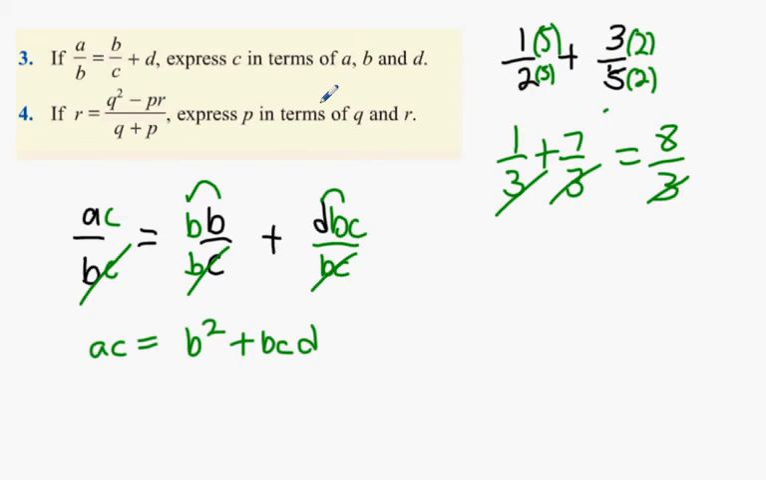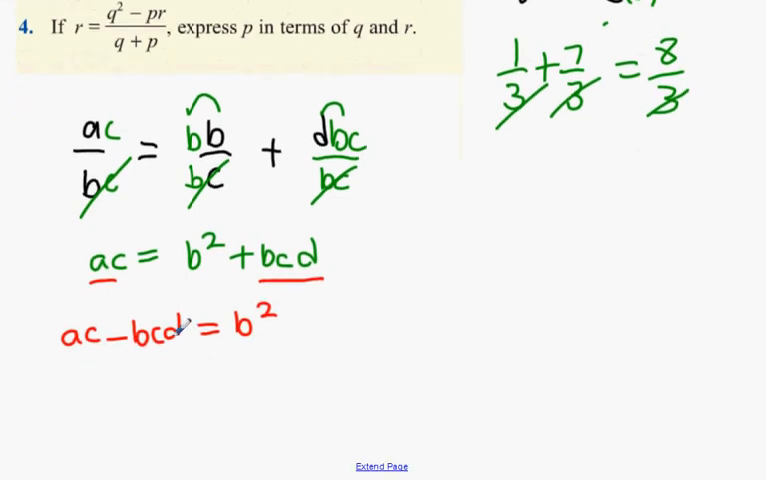Which letter do I want on its own? C. Where's the C located? It's in there, okay? Now, to move these, the C is locked in by the B and D. The C has been multiplied by the B and D, so I have to move everything over to one side. So here's what we're going to get. AC minus BCD equals B squared. So see the way the C is still locked in there.